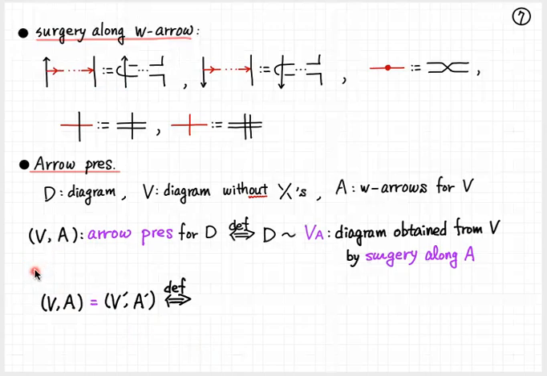And we define an equivalence relation between arrow presentations. Two arrow presentations VA and V'A' are equivalent if their corresponding diagrams are equivalent as virtual objects. This is the definition of equivalence of arrow presentations.